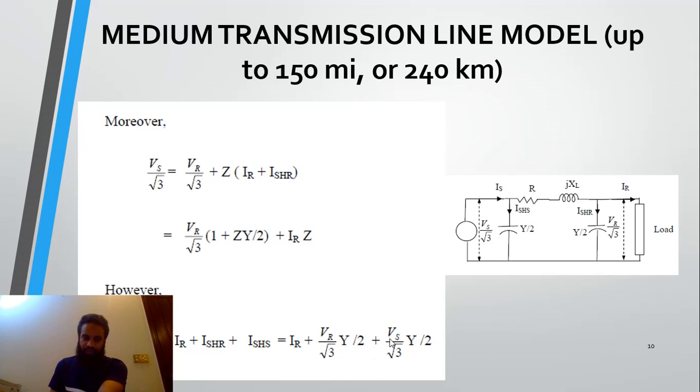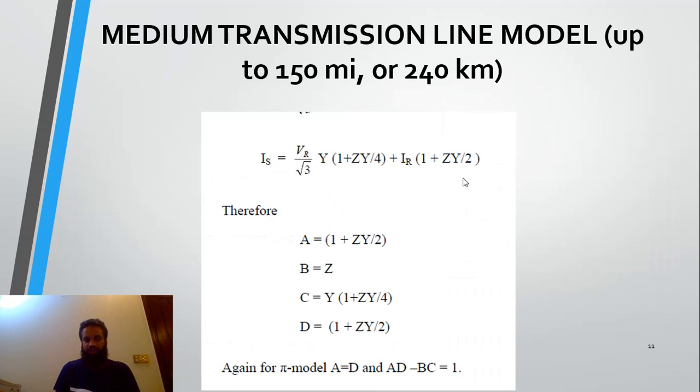But we need the equations of Vs and Is in terms of VR and IR. In this equation we have the sending end voltage. We need to convert this equation into just two parameters, VR and IR. So we have to put the value of Vs over here. So the value of Vs is VR by under root 3 into 1 plus ZY by 2 plus IR into Z. So if we put the value of Vs over here, then we can get Is. Now we have the two values. Vs is this one and Is is this one.